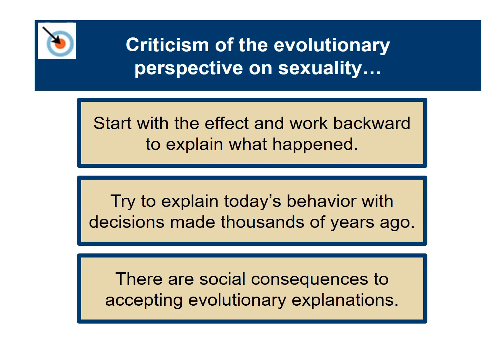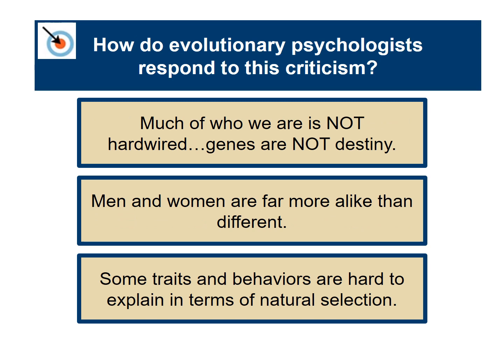Criticisms of the evolutionary perspective on sexuality are that it starts with the effect and works backwards to explain what happened, tries to explain today's behavior with decisions that were made thousands of years ago, and there are social consequences to accepting evolutionary explanations. How do evolutionary psychologists respond to this criticism? Much of who we are is not hardwired. Genes are not destiny. That's what they believe. Men and women are far more alike than different. And some traits and behaviors are hard to explain in terms of natural selection.